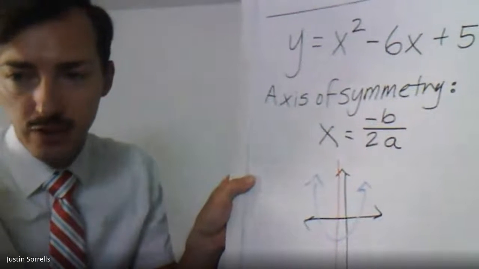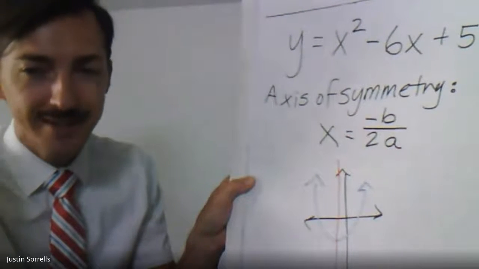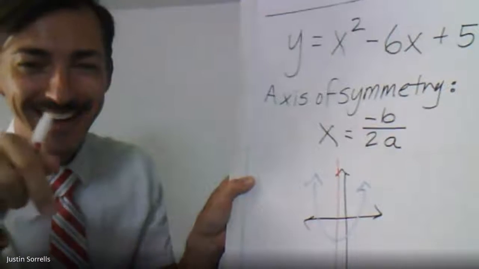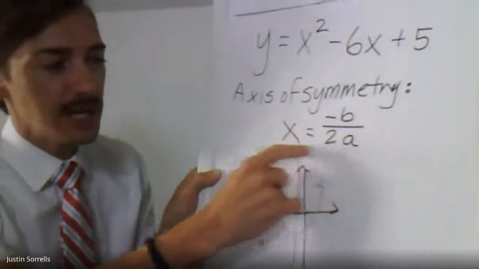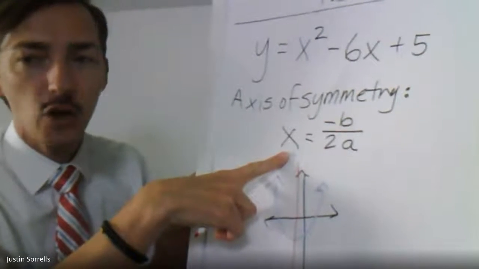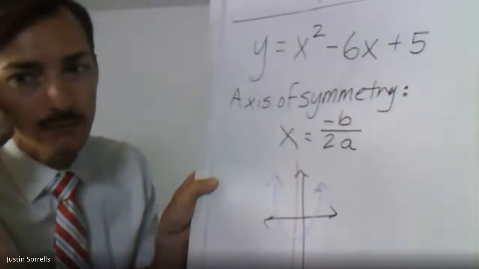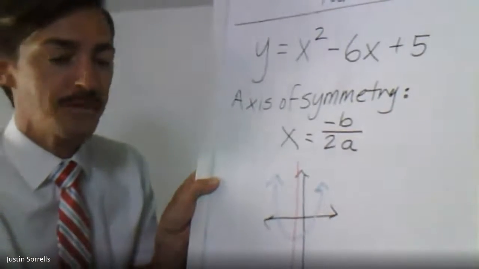Because it makes it symmetrical, right? Axis of symmetry. You get it? Good. Okay, great. So what we're going to do, this formula will show us the equation for that red line. It's that simple, okay? So let's do it.